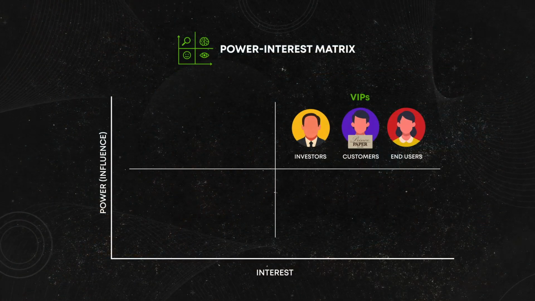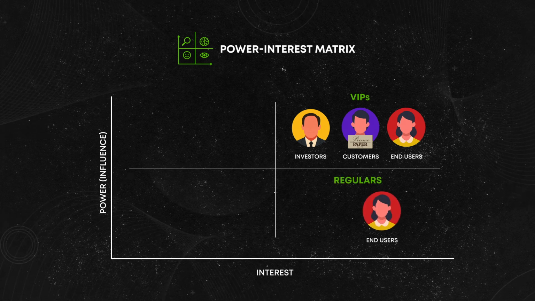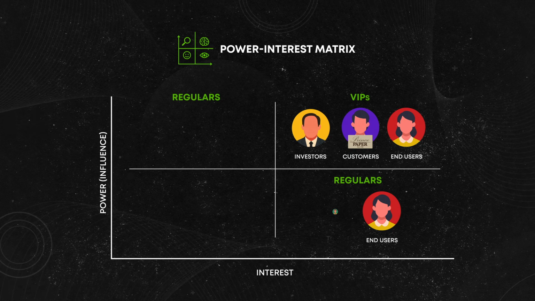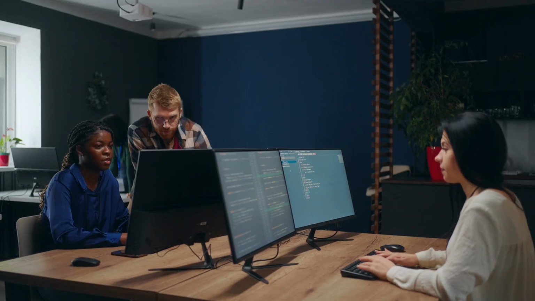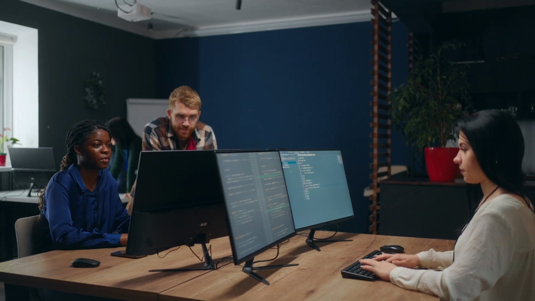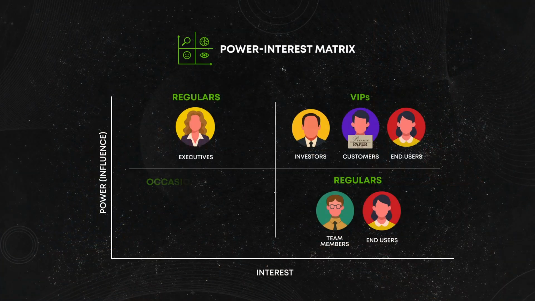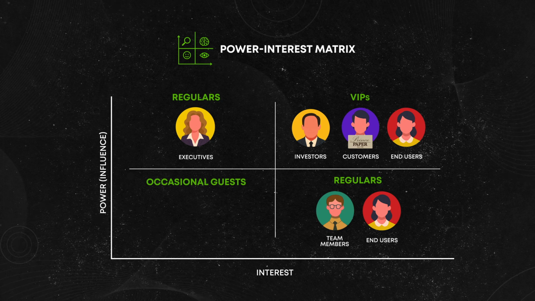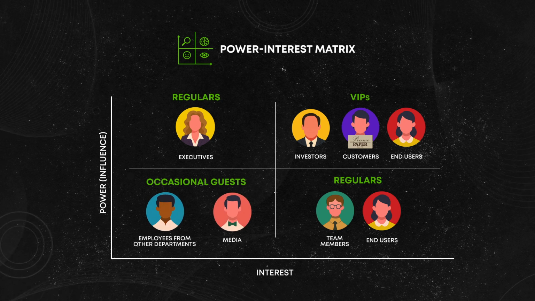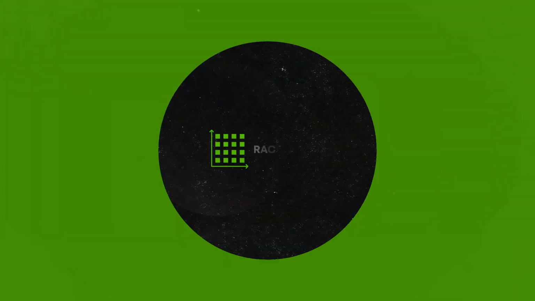If you believe your end users aren't that impactful, you can classify them as regulars. This group has either high interest or high influence, but not both. Your team members and executives are also here. They need regular updates and some schmoozing to keep them happy. Last, the occasional guests. Those with lower interest and influence, such as employees from other departments or media.